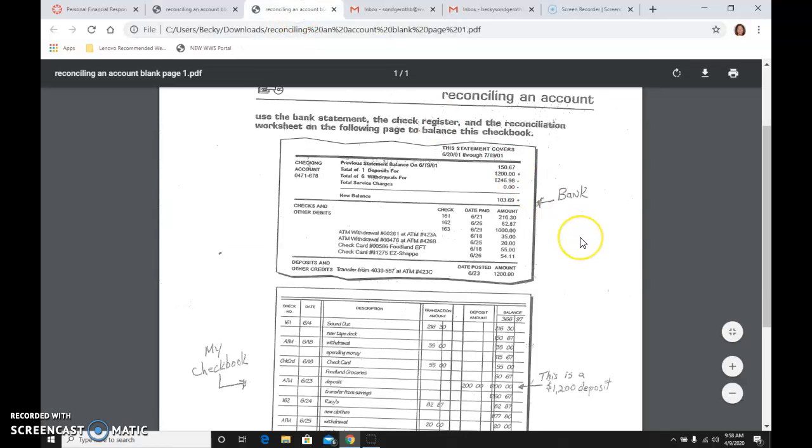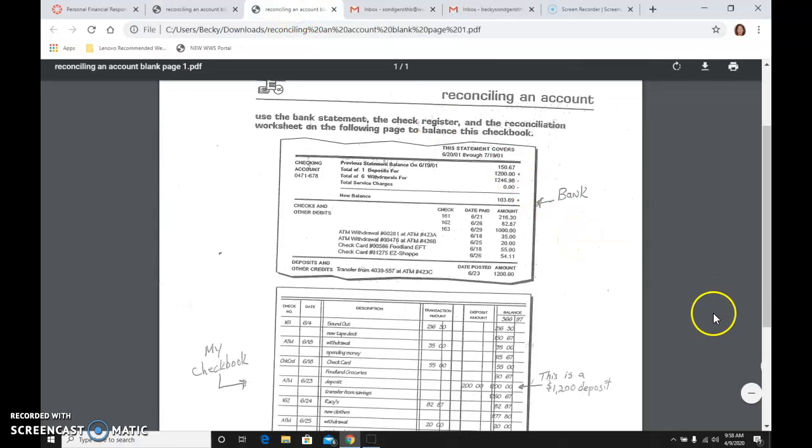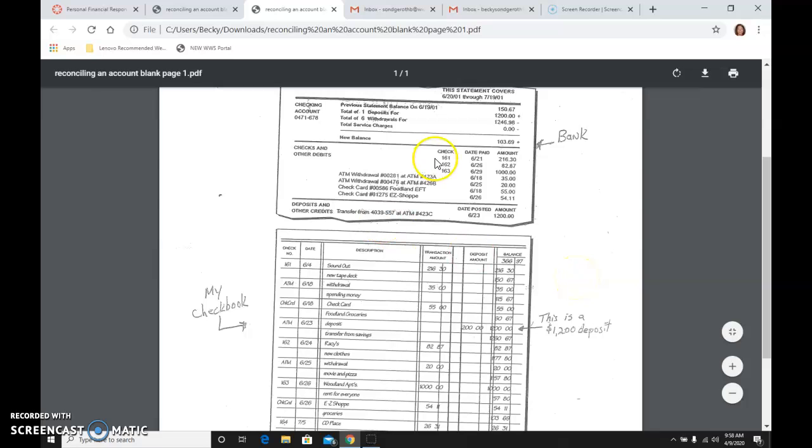The only thing then, as far as an approach to make sure you understand, is I want to come through here and place a check mark whenever I see something. So an ATM withdrawal, the deposit is up here as well. So checks 161, 162, 163. What I'm going to do is go through this entire bank statement, and say check 161 for $216. And I find it down here, and I put a check mark here because I've seen it.